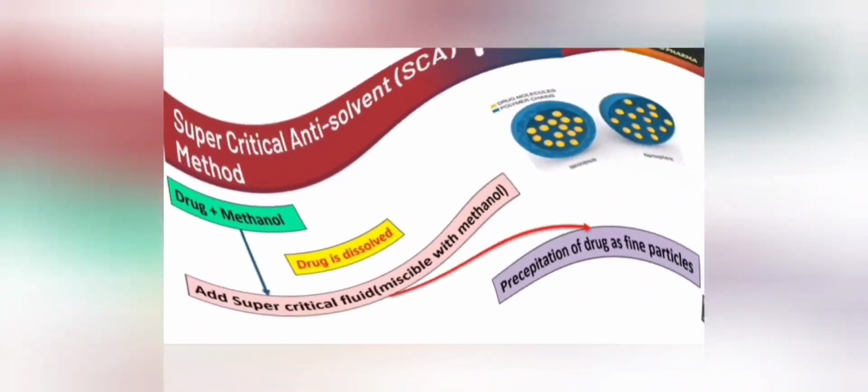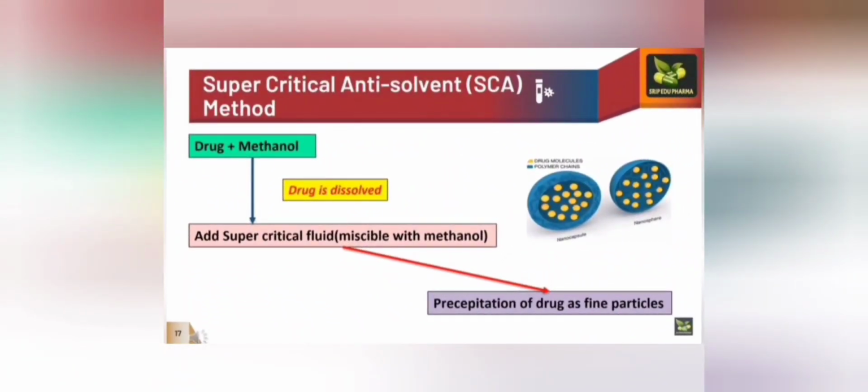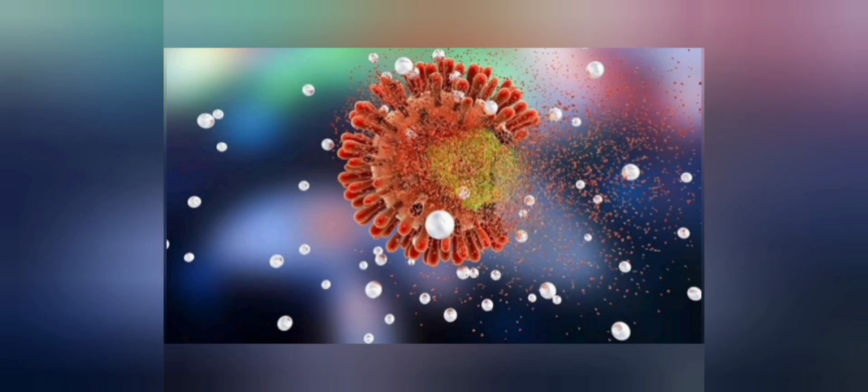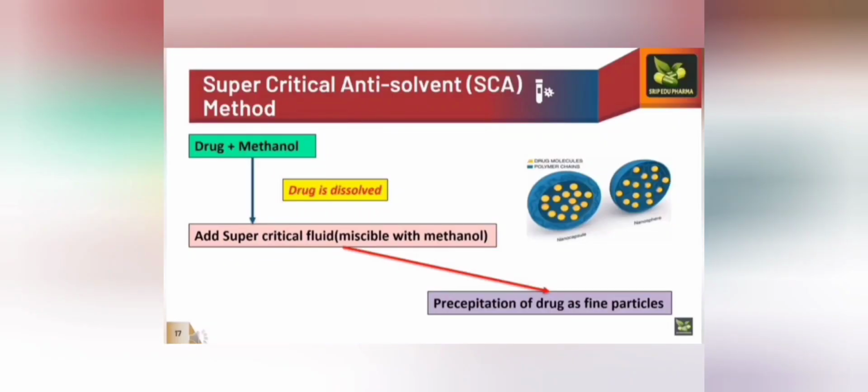The next method is the supercritical anti-solvent method, known as the SAS method. In this method, the drug is dissolved in methanol until it is completely dissolved. Then the supercritical fluid is added, which is miscible with methanol. Then again it is sprayed into a low pressure area. Then precipitation of the drug as fine particles is recovered. The supercritical anti-solvent method helps us get nanoparticles with the help of methanol.